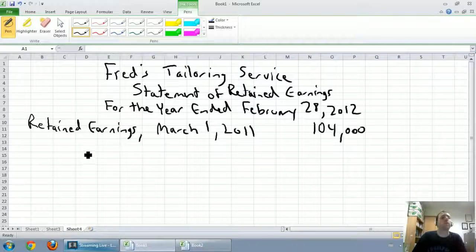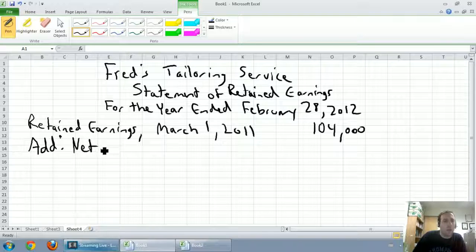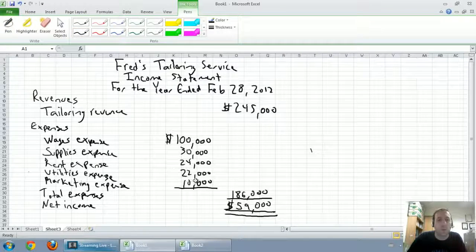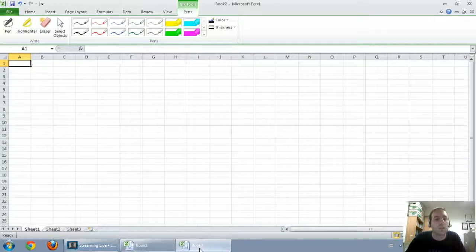Our retained earnings is $104,000, and we said we're going to add to that our net income. If we had a net loss, we would deduct it, but because it's net income, we add it. I actually like to write the word add. You don't have to. It's just a stylistic choice. Our net income comes from our income statement that we prepared earlier, and our net income was $59,000.